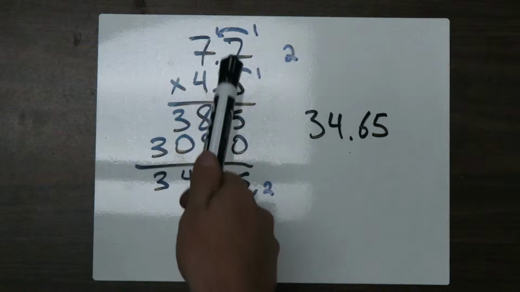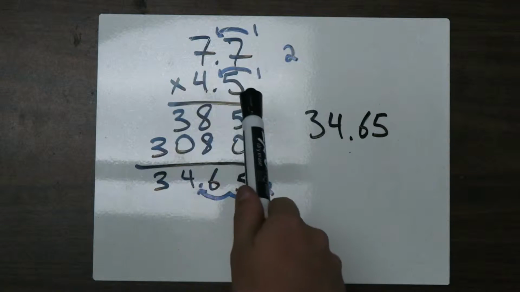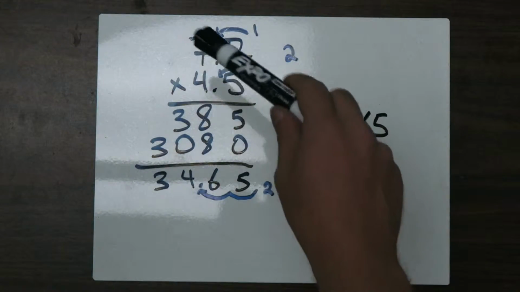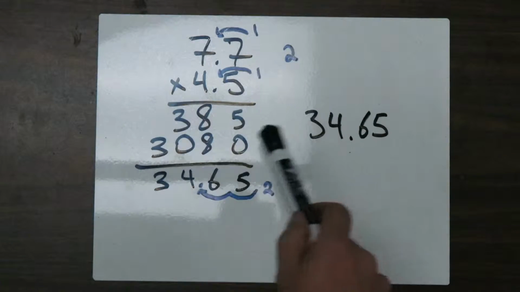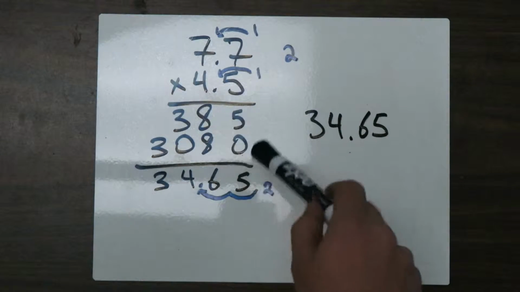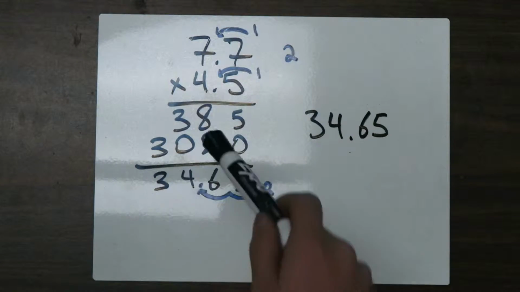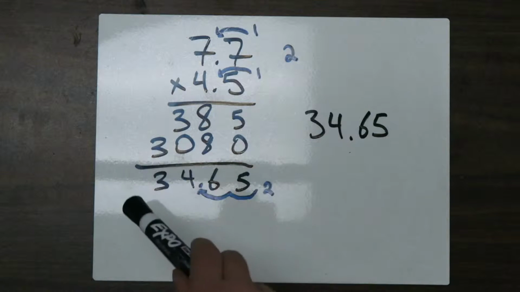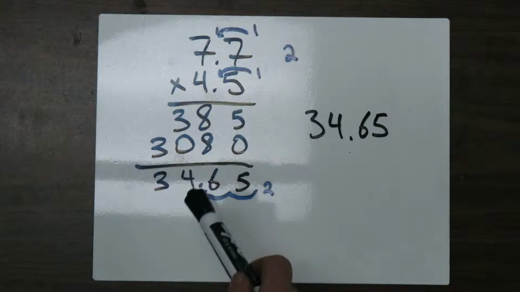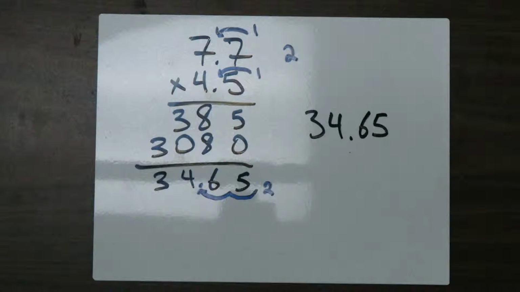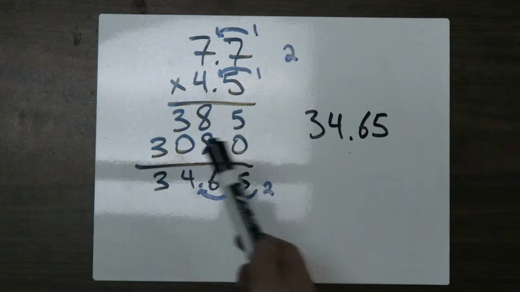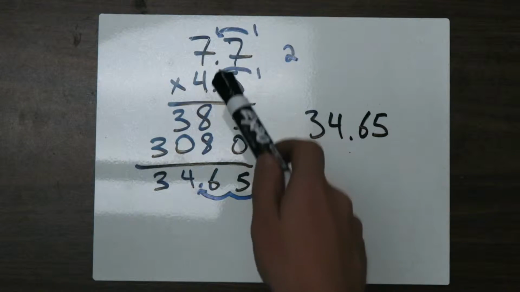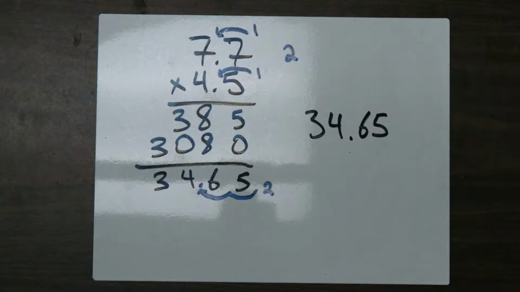So when I do 7.7 times 4.5 and I run the multiplication, 5 times 7 and 5 times 7, I get 385, and then I drop my 0, 4 times 7 and 4 times 7, I get these numbers, and I combine them together to get 3465.